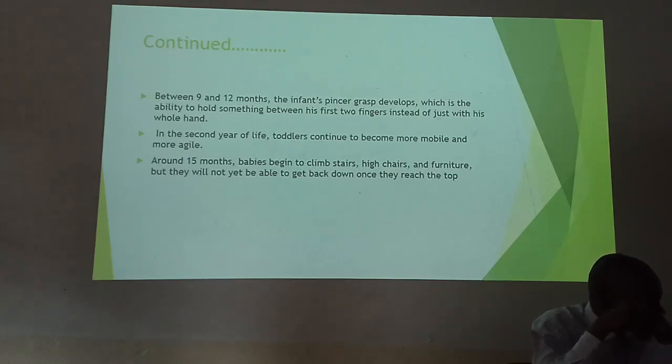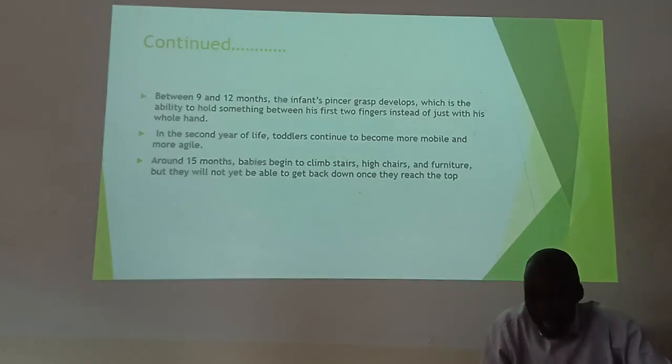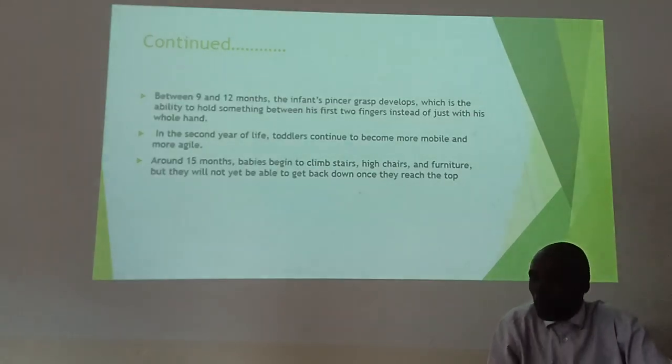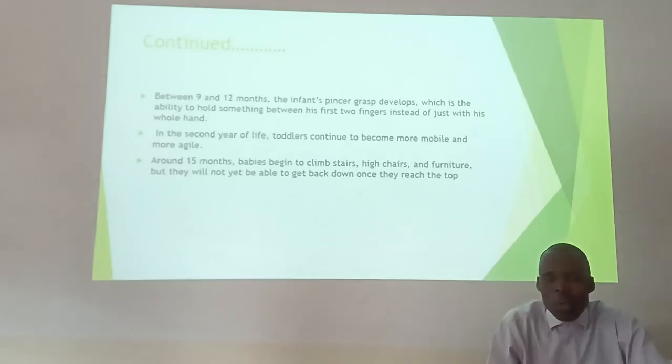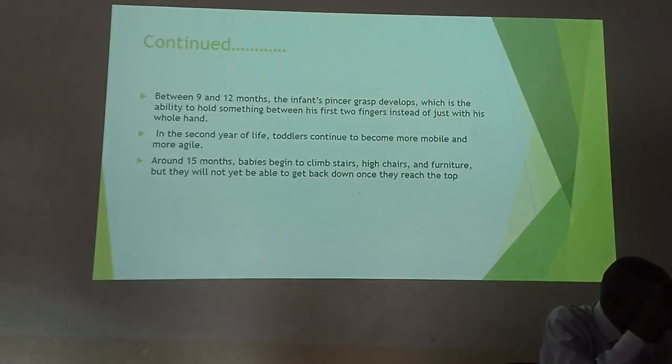In the second year of life, toddlers continue to become more mobile and more agile, moving up and down. So that's according to this particular age or this kind of life. Toddlers continue to become more mobile and more agile.